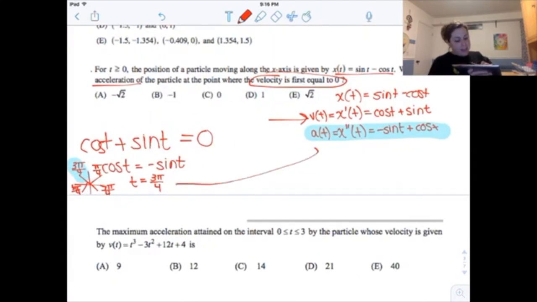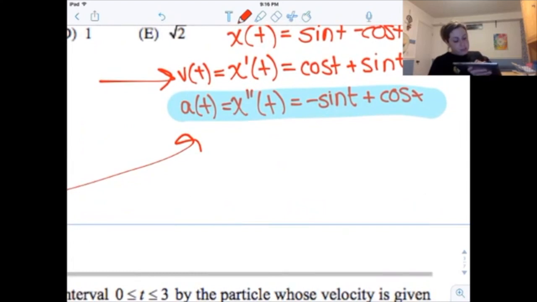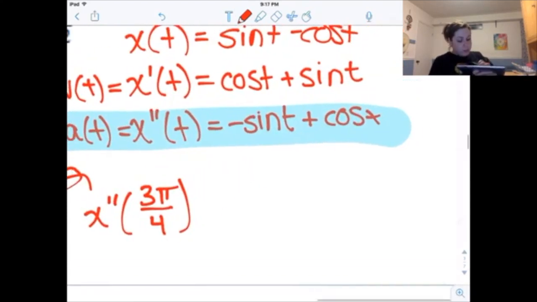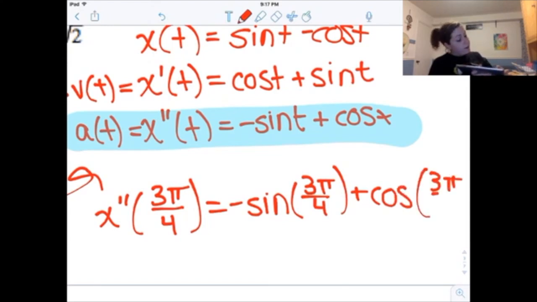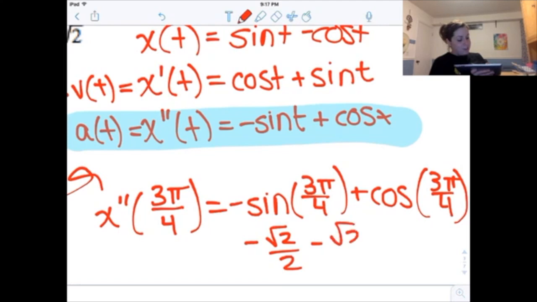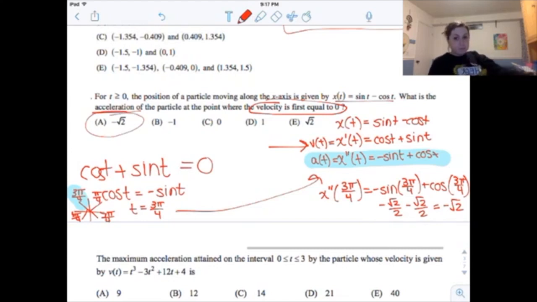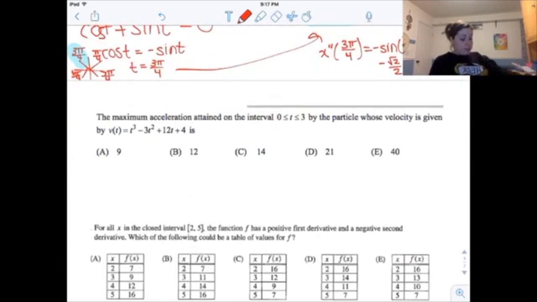So now I need to plug that in to my acceleration function. So now I can say x double prime of 3 pi over 4, or you could say a of 3 pi over 4 if you've defined it, would be negative sine of 3 pi over 4 plus cos of 3 pi over 4, and sine of 3 pi over 4 is positive radical 2 over 2. Cos of 3 pi over 4 is negative radical 2 over 2. So that is just negative radical 2. That should be A.